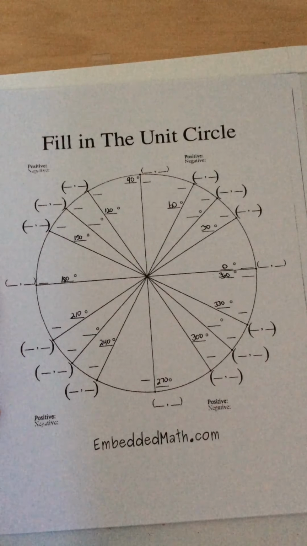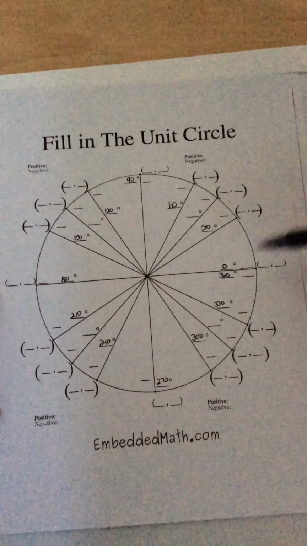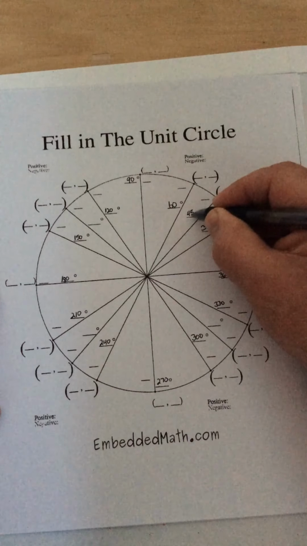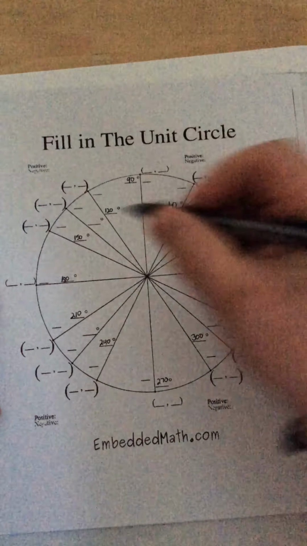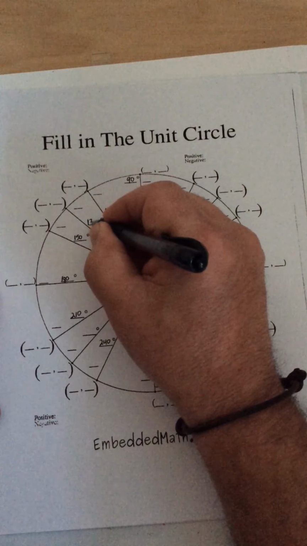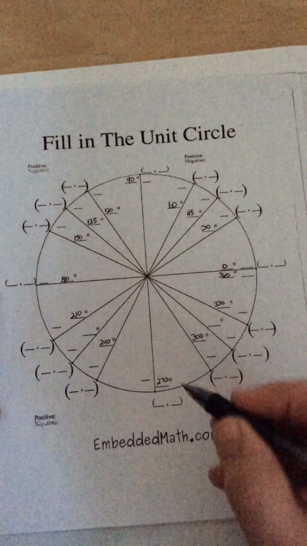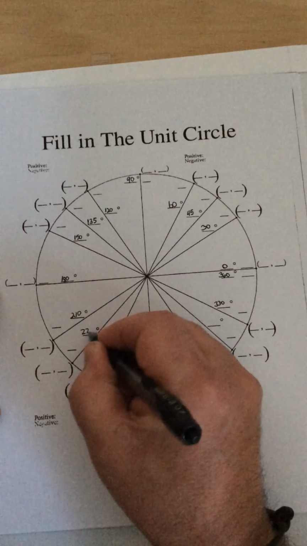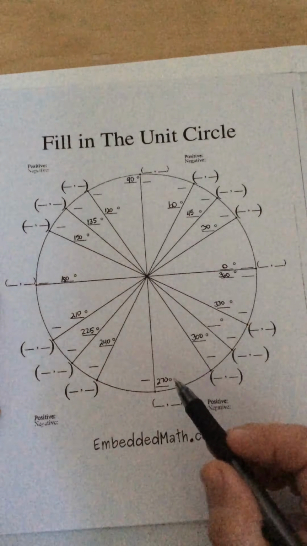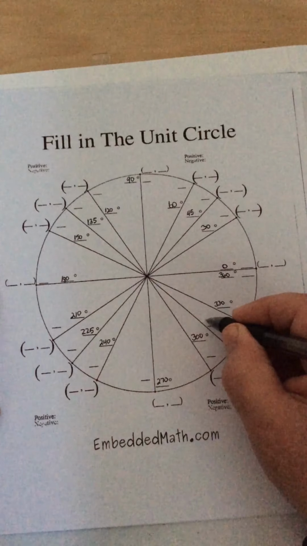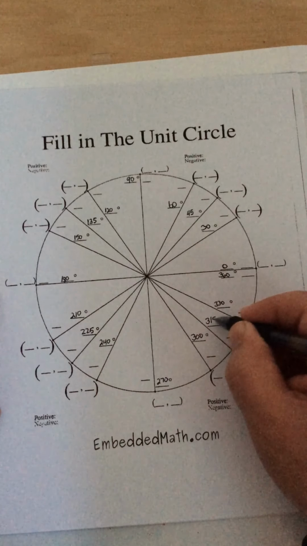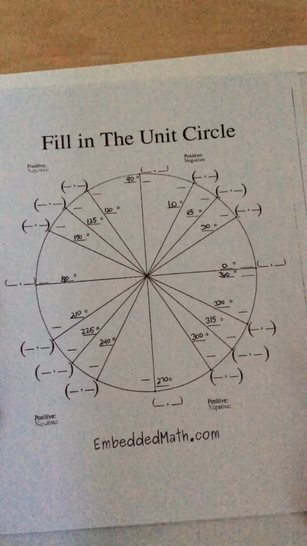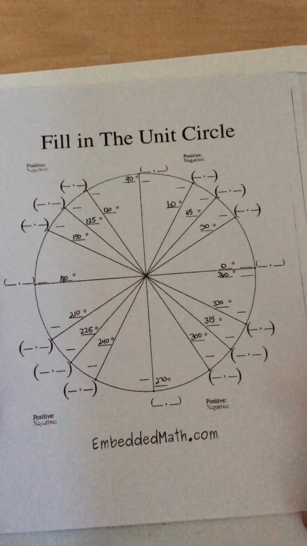Now I haven't done my 45s yet, so I'm going to do that. So 0, 45, 90, 135, I'm simply adding 45, 180, 225, 270, 315, and I'm back to 360. So the degrees are pretty easy to get on there.